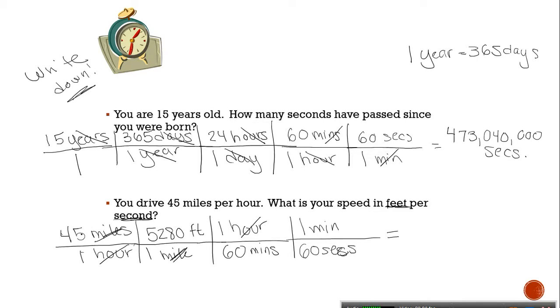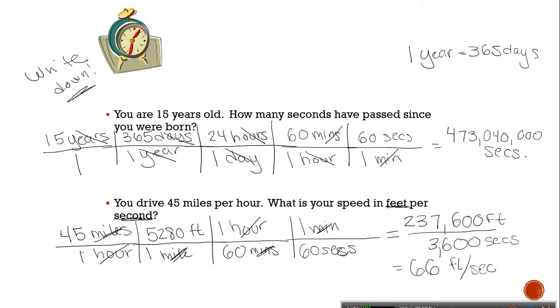So now I'm going to multiply across. 45 times 5,280 times 1 times 1 is going to give me 237,600 feet, because my minutes canceled. On the bottom, I'm going to multiply 1 times 1 times 60 times 60, which gives me 3,600 seconds. Now, I need to simplify this. So I'm going to divide these two numbers, and I get 66 feet per second.